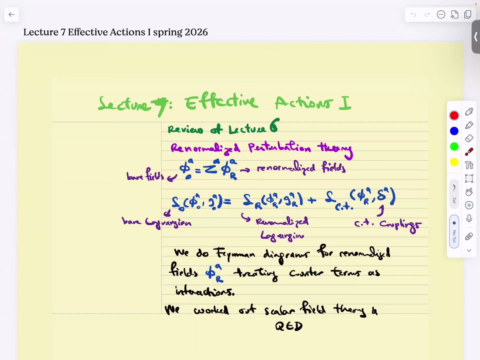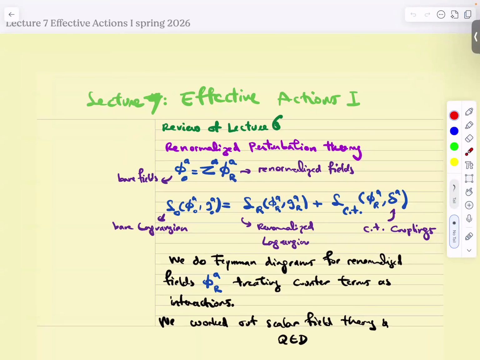All right, so what did we do in the last couple of lectures, actually the first two weeks of this semester? We talked about renormalized perturbation theory, right? So what is the basic idea? The basic idea is you take bare fields. These are the things that you put into the Lagrangian, right? Initially, phi naught of A, and write them as some renormalized field up to some wave function renormalization. So there's a wave function renormalization parameter Z for every field.